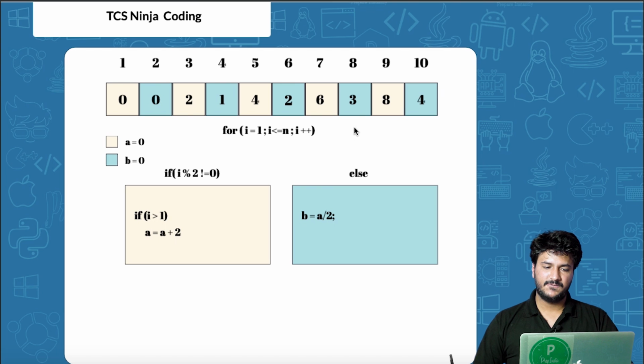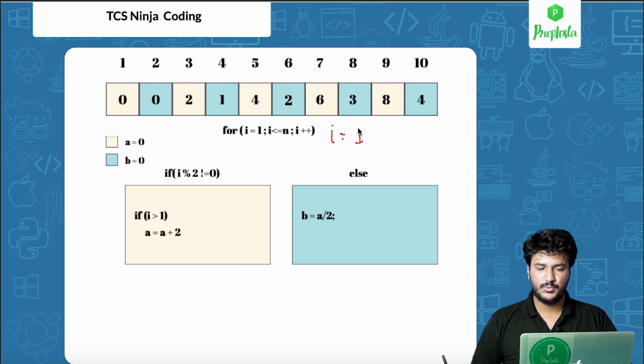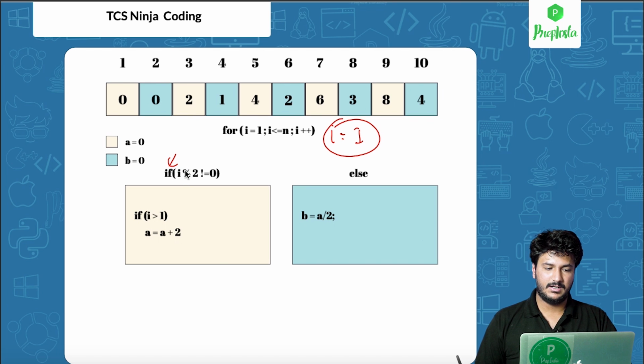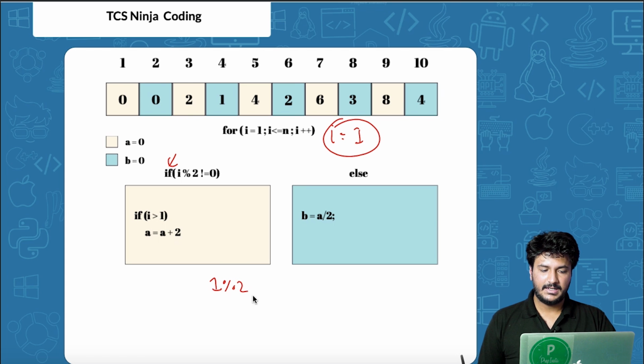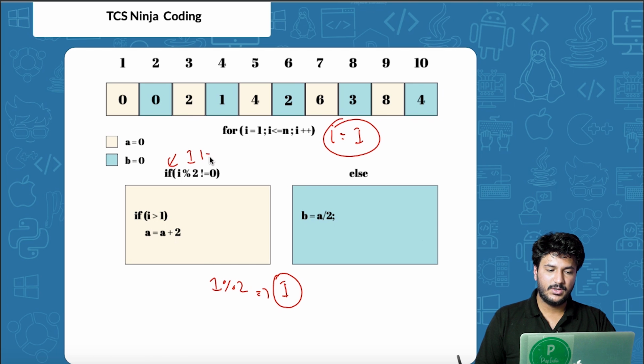Initially, when the for loop runs, the i value is 1, so it comes to this if condition. i value is 1 right now, so 1 percent 2. There's a difference between percentage and division. I hope all of you know that the percent operator is basically the remainder. So when we divide 1 by 2, the remainder comes out to be 1, so 1 is not equal to 0, which is true. So it implements this if block itself.